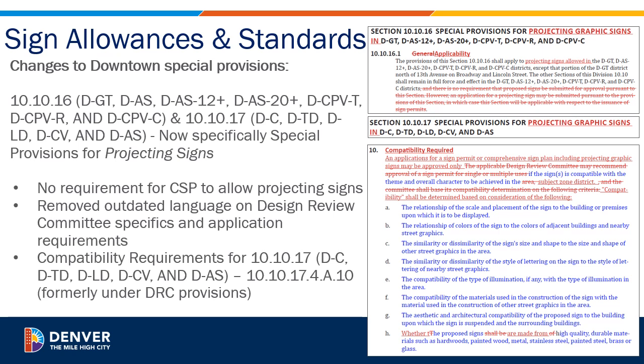Sections 1010.17.5, 6, and 7, which created requirements for design review committees, were removed due to non-existence of these committees. Compatibility requirements for projecting signs in zone districts covered by 1010.17, which were formerly a part of the design review committee requirements, were moved to section 1010.17.4.A.10.